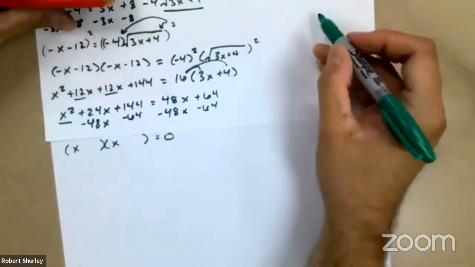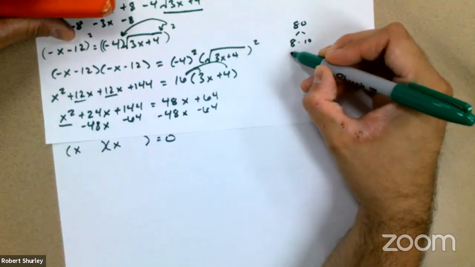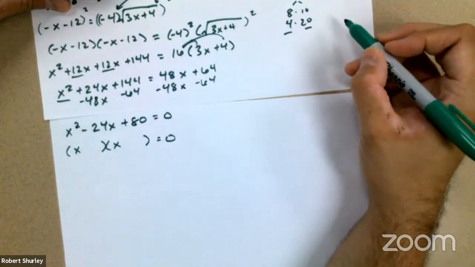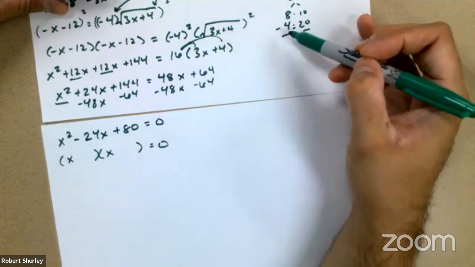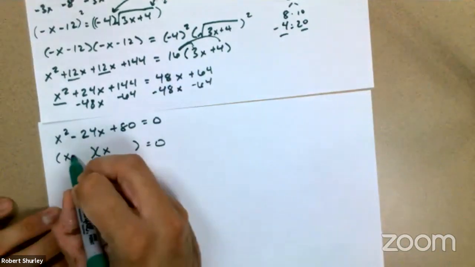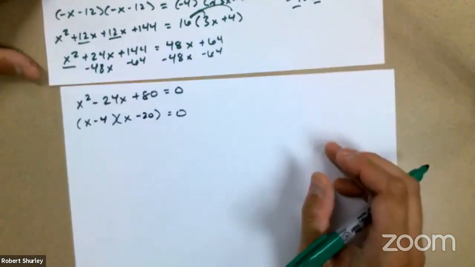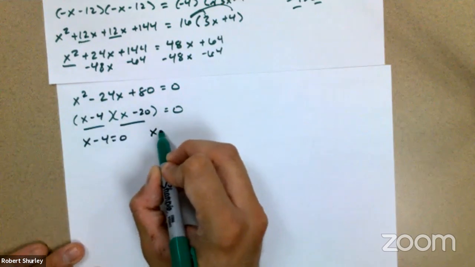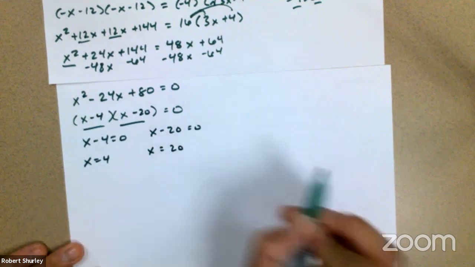I'm going to bring up 80. I'm going to write it up here. Okay, so we'll bring up 80. Think of things. I know, 8 and 10. So is that it? Yeah, 20 and 4, right? Now they both have to be negative because when you multiply them, you get the positive 80, but then when you add them, you get the negative 24. So minus 4 minus 20. Set each one of those equal to 0. And we wind up with x equals 4 and x equals 20.